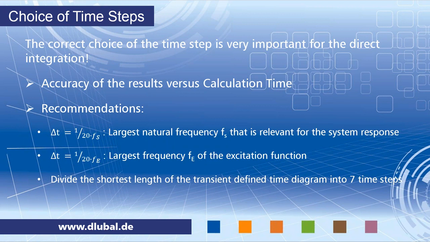The second one, also relevant, is the largest frequency of the excitation function. So not only the structure is important, also the excitation function. The largest one is 6 hertz, so we end up with 0.0083 seconds, which is already a bit less. I did a convergence study in advance to this webinar, and I studied larger and smaller time steps, and I ended up with 0.01 seconds being good enough and leading to accurate results.